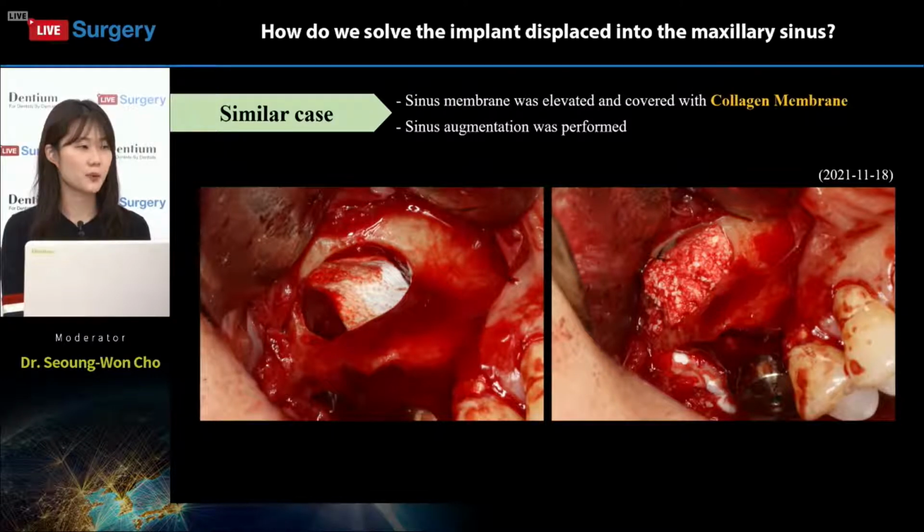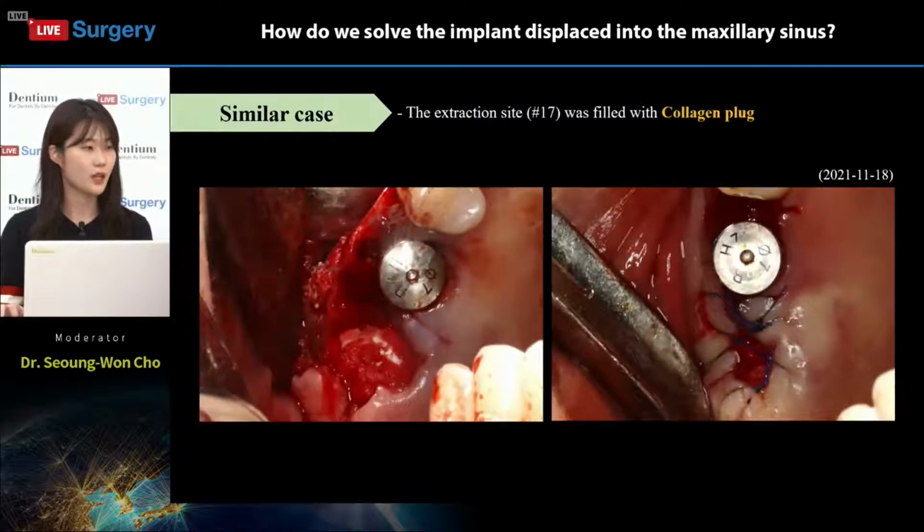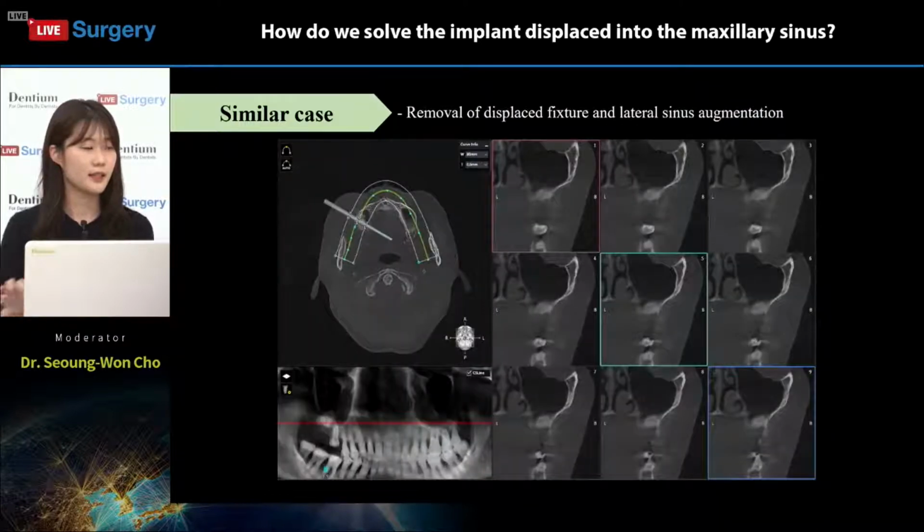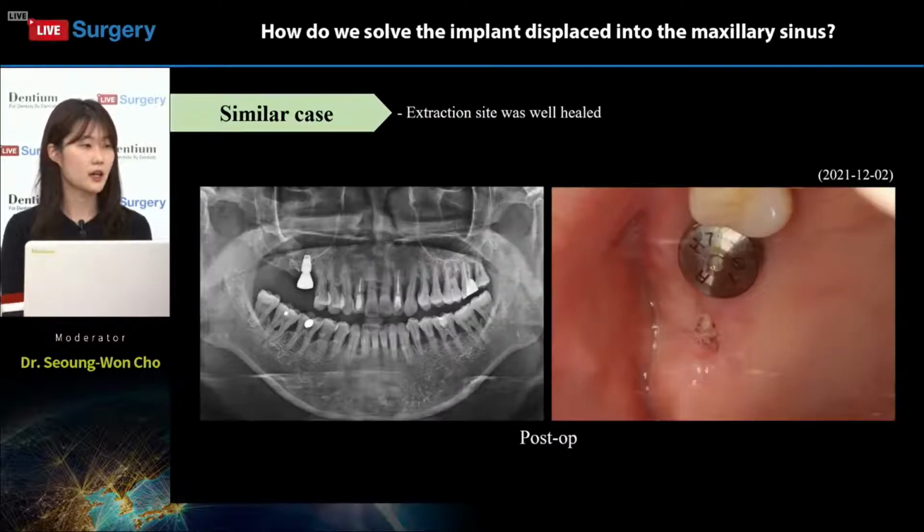Dentium collagen membrane supports the perforated part of the membrane and lowers the risk for possible complications. Collagen plug was also used in this case to fill up the extraction site of tooth number 17. In this tomographic image, the augmented area seems quite satisfactory. These are the post-operative images of the patient. The extraction site was nicely healed.